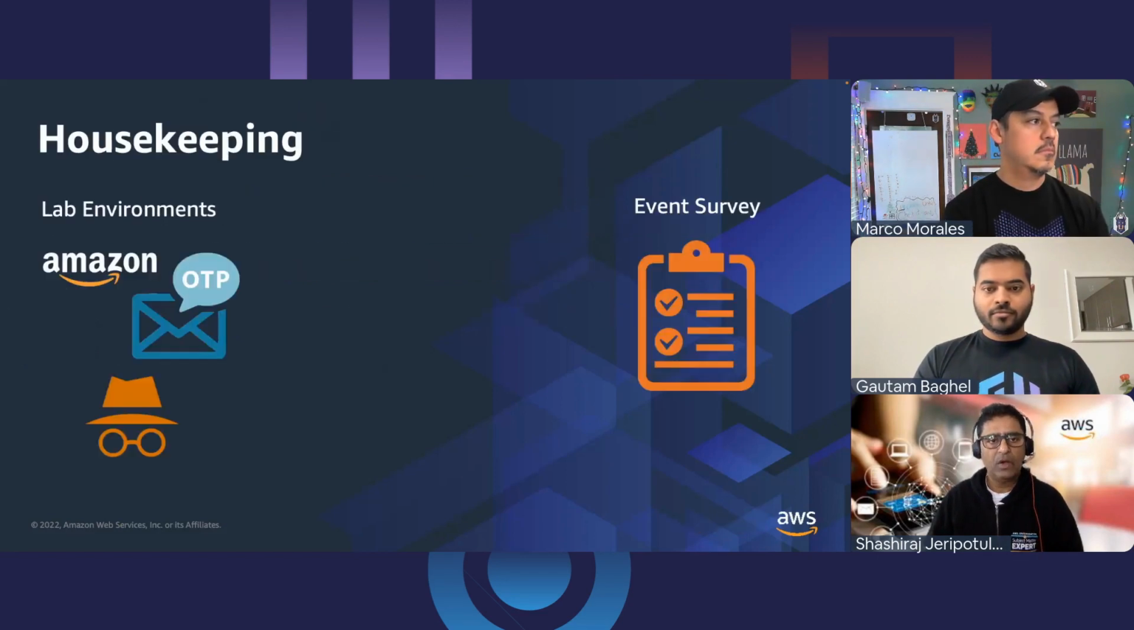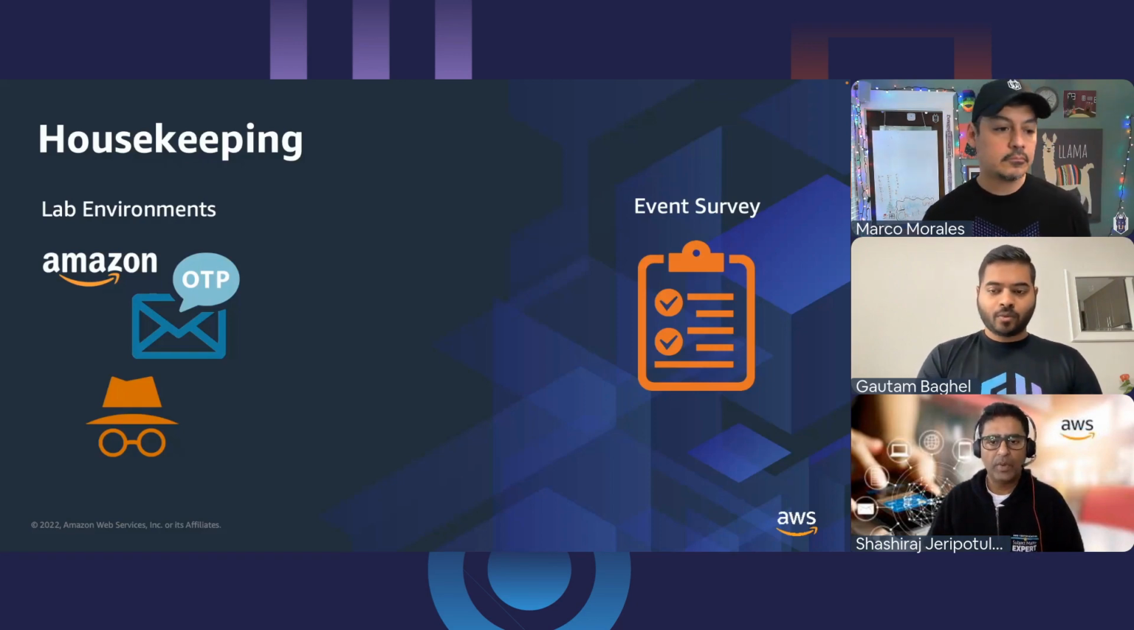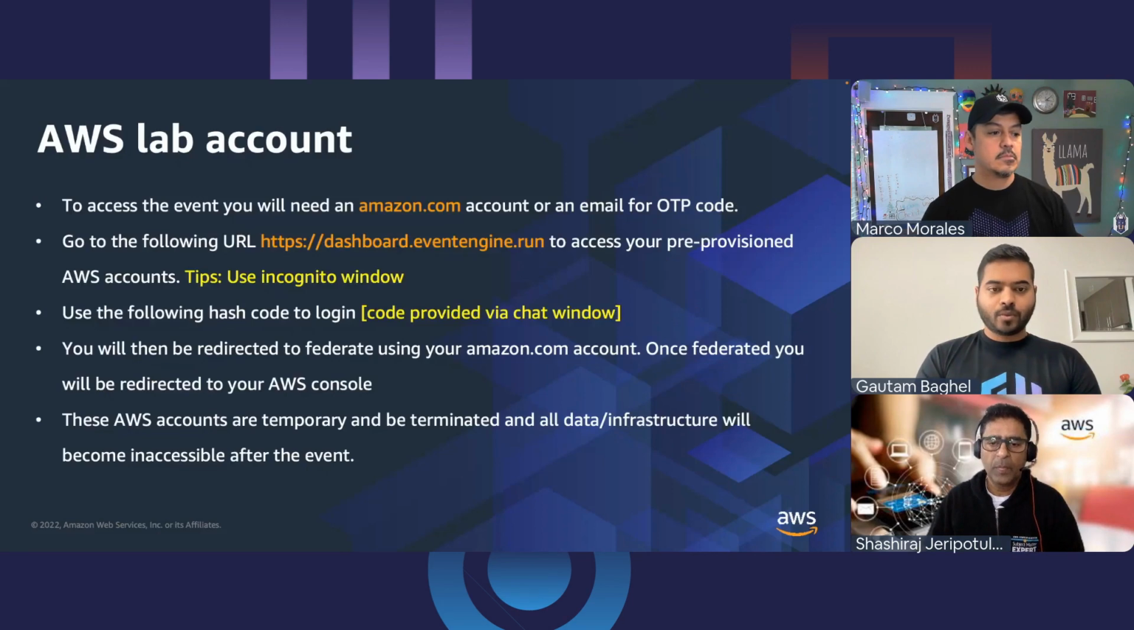And some housekeeping, as I already talked to you, these are all production accounts. So please be mindful about the usage, but do go and check out anything that you want to learn on these services. Today, I will give you one URL, and then I can tell you the next steps on how to get into the AWS account. Similarly, Marco and Gautam will talk about how you can get into HashiCorp and Snyk. Finally, we talked about the survey link, which I will give at the end of the presentation. So let's start with the AWS first.